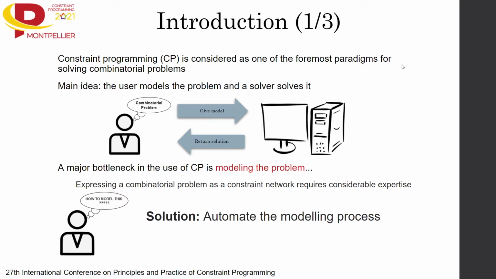A major bottleneck in the use of constraint programming is modeling. Expressing a combinatorial problem as a constraint network requires considerable expertise in the field. As a result, one of the major challenges in constraint programming research is to automate the modeling process, to efficiently obtain a good model of a real problem without relying on expert human modelers.